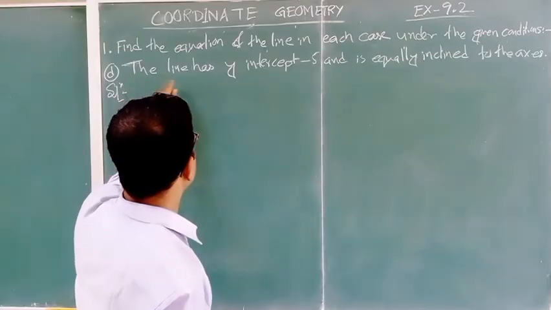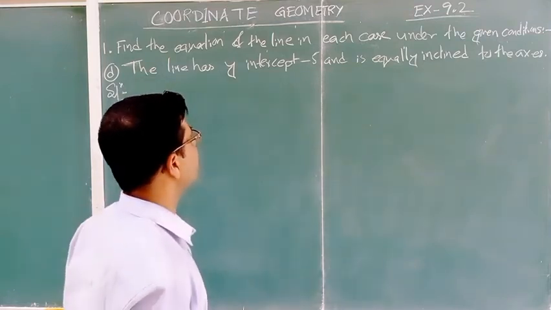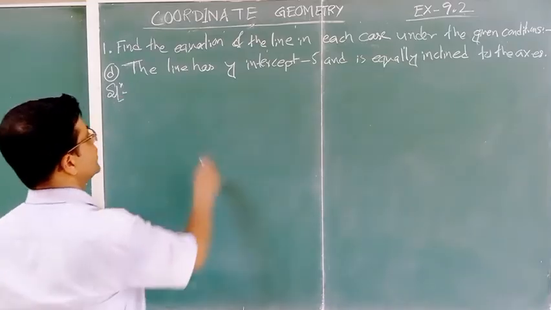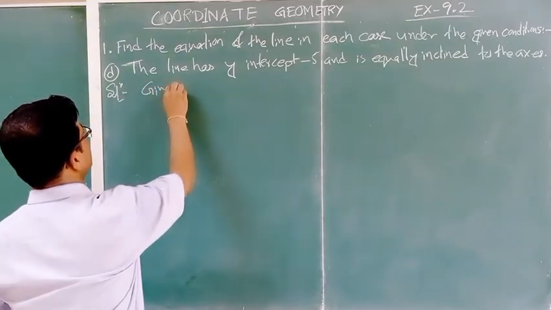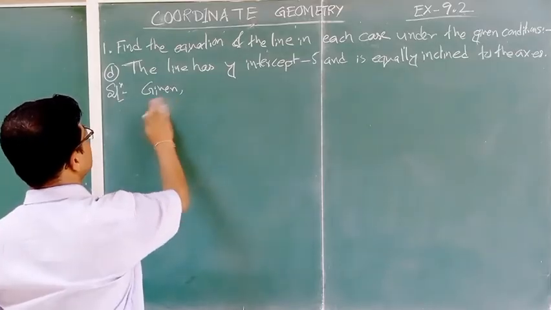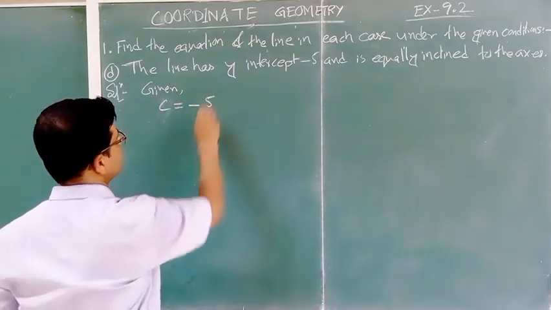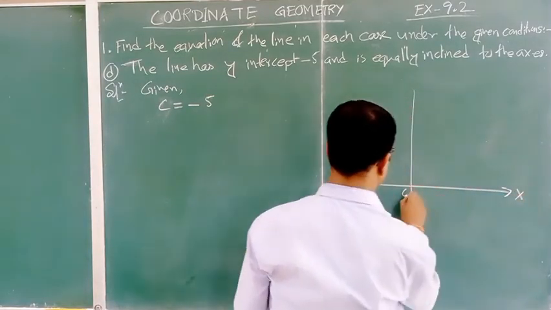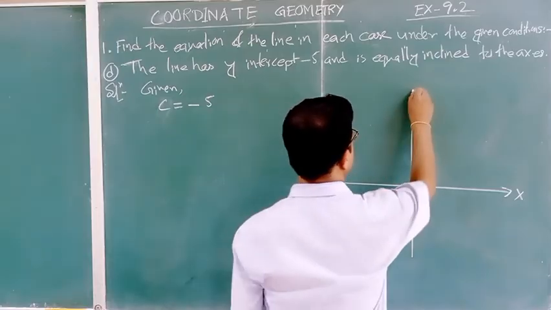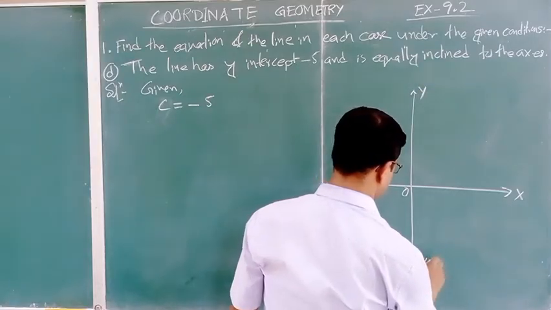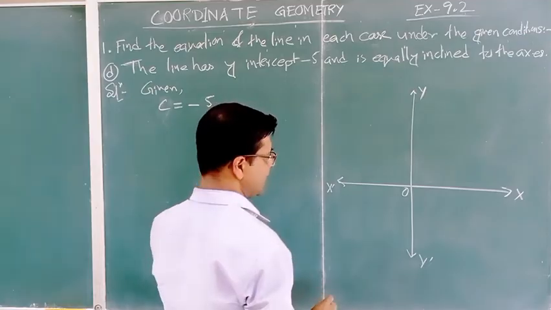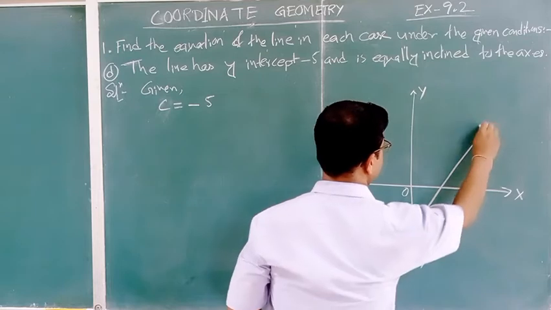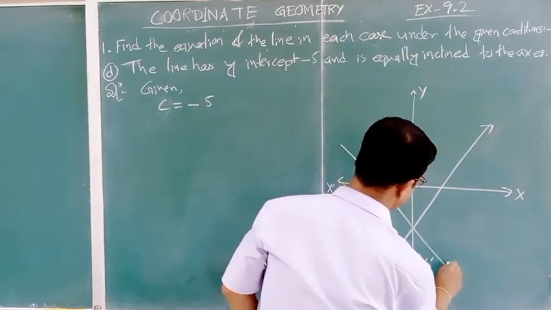Number D: the line has y-intercept of -5 and is equally inclined to the axes. So the y-intercept, what is given? The y-intercept we denote by c, isn't it? It is -5. We want to represent it. How can we represent it? So this is x dash, x, y, y dash. Here the y-intercept is negative. That means the straight line may be like this, or the straight line may be like this also.